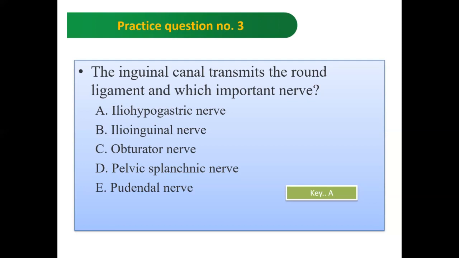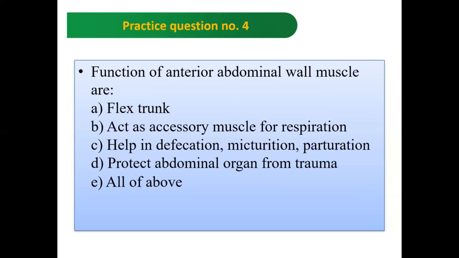Who is the volunteer for the fourth question? The functions of the anterior abdominal wall muscles are: flex the trunk, act as accessory muscles for respiration, help in defecation, micturition, parturition, and protect abdominal organs from trauma. E, all of the above. The answer is E, all of the above.